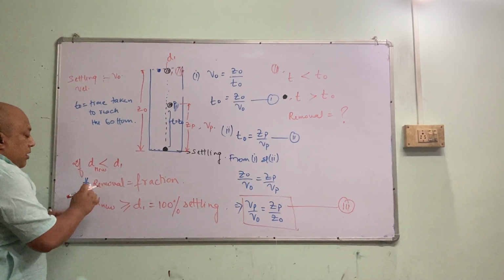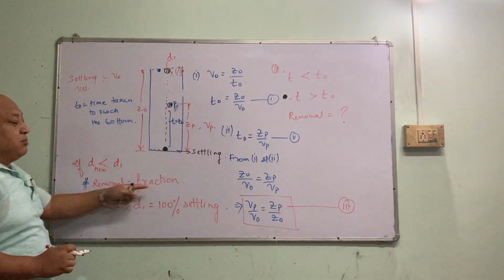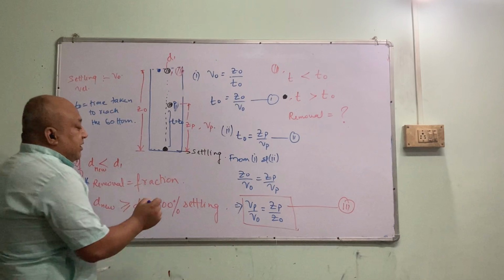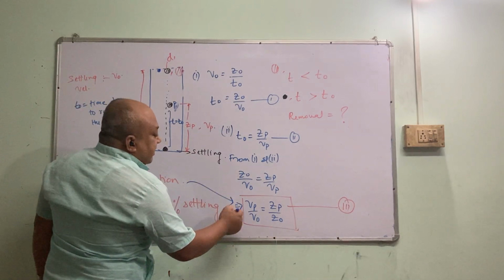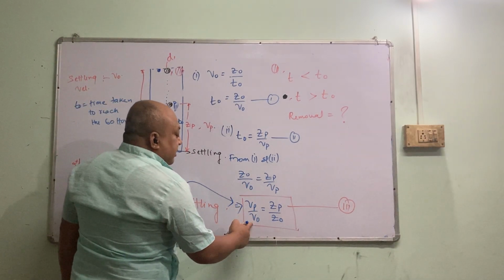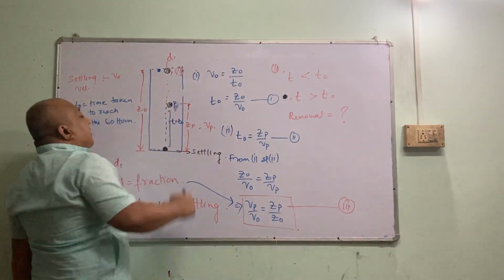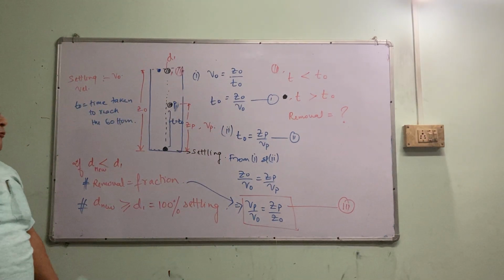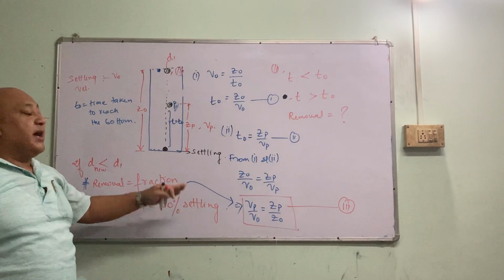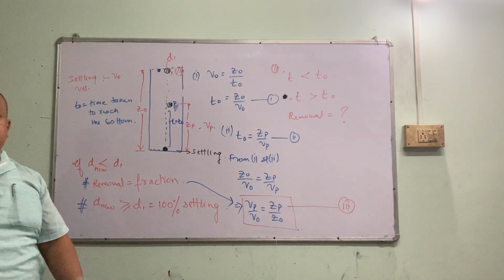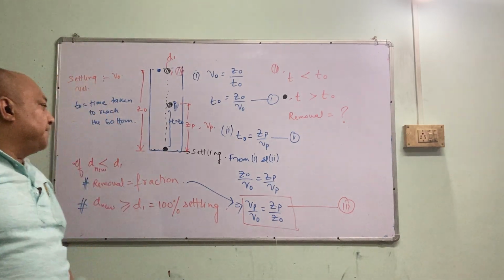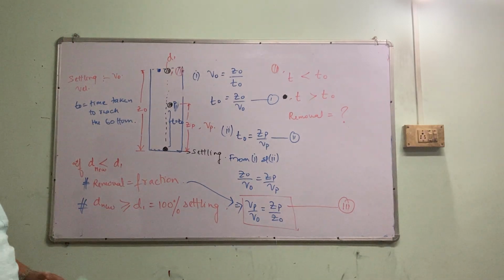Okay. And what is the removal fraction? The removal fraction is in the ratio of the settling velocity of the particle to the settling velocity of the design velocity. V naught is the design settling velocity. Is that clear? Fine. Now let me repeat it again.